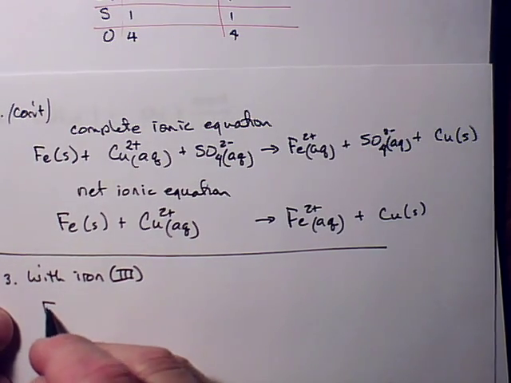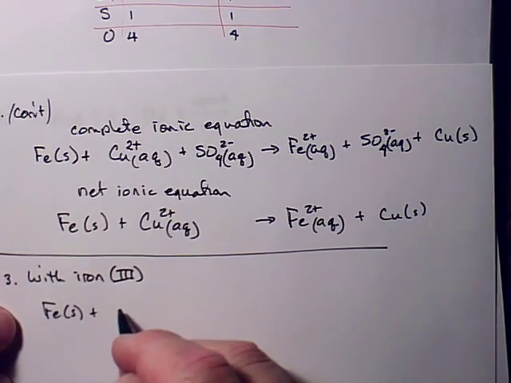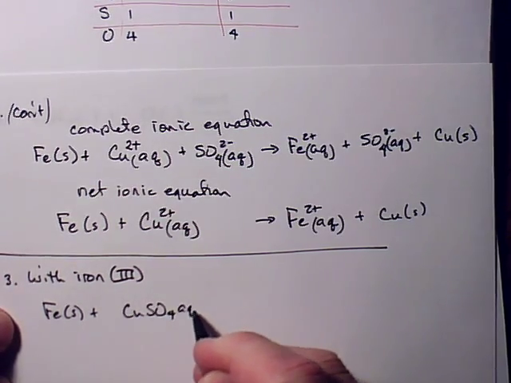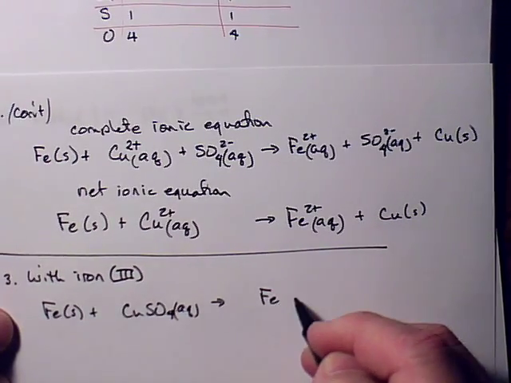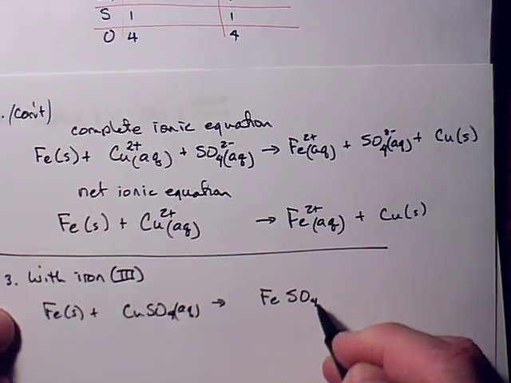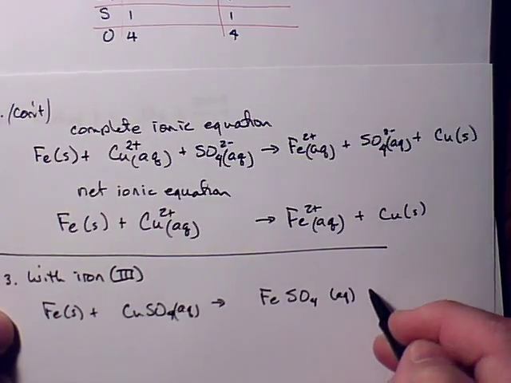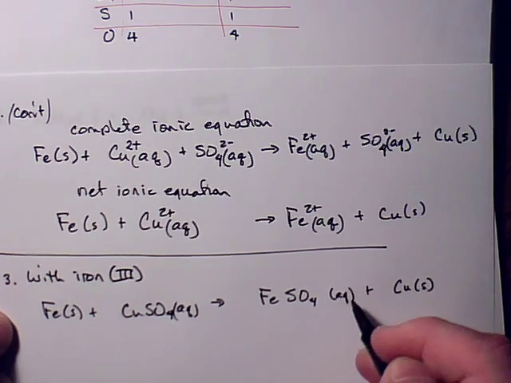Alright, so we're going to have iron solid. I have copper 2 sulfate. And then the iron and the sulfur over here, we have to figure out how to balance that. It'll be aqueous either way. And then copper in solid form.